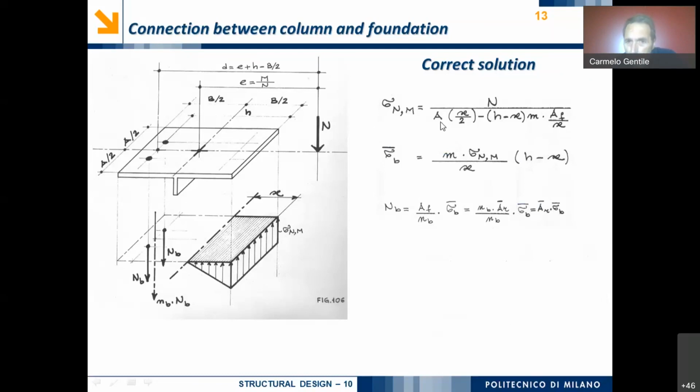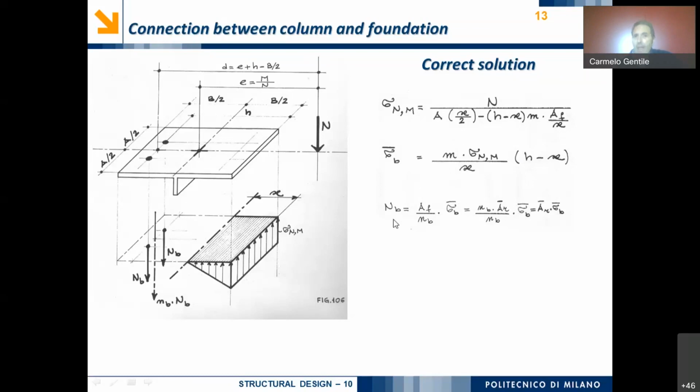At the denominator we have capital A times x over 2 minus h minus x times m times the ratio between AF and x. If I want the stress in the steel of the bolt, I will use this kind of solution. Basically, let's look that it is obtained by a simple formula using the similar triangles. The only novelty with the classical formula, with the similarity between triangles, is this coefficient m.